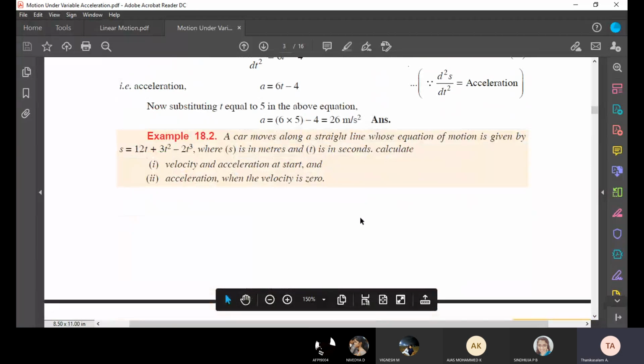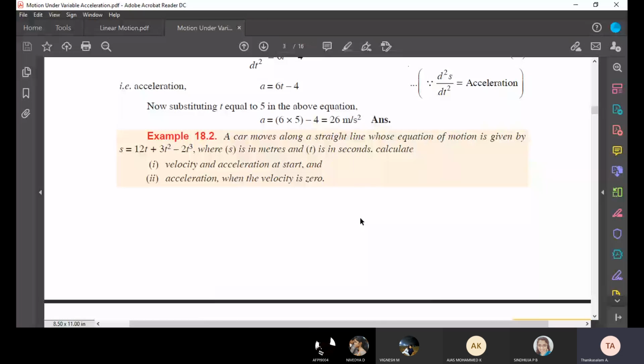Students, understand? Any question? Any doubt? Class rep or Vignesh? Ajaj? No, sir. Okay. Now we are moving to the second question. Class rep, can you read the question now?